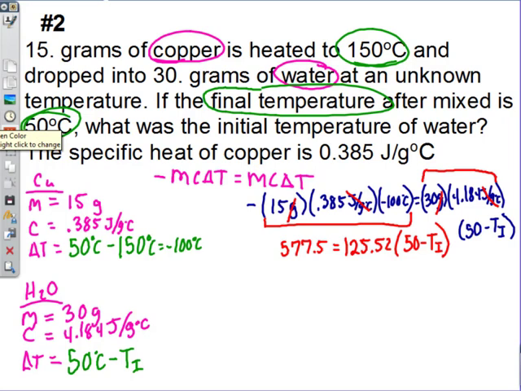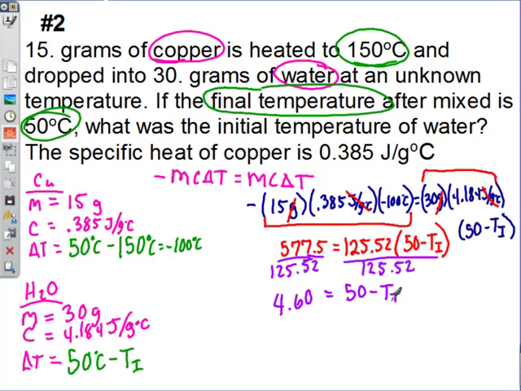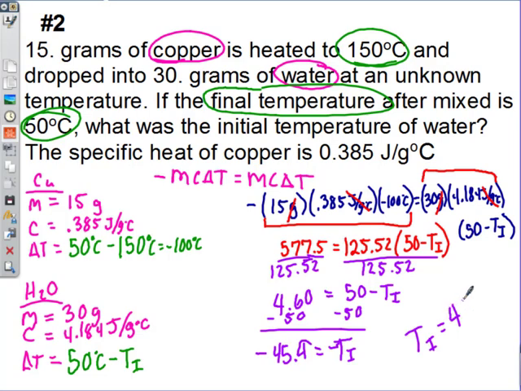Now I need to start solving for TI. To get TI by itself, I need to divide both sides by 125.52. If I do that, on the left side I'm going to get about 4.60. On the right side, I'm going to get 50 minus TI. Now I just need to solve for TI. Easiest way, I'm just going to subtract 50 on both sides. I'll get a negative number here, so negative 45.4 is equal to negative TI. To remove the negative, you can either multiply by negative 1 or divide by negative 1. It doesn't matter. Eventually, TI is going to equal 45.4 degrees Celsius. And so that is the initial temperature of water.